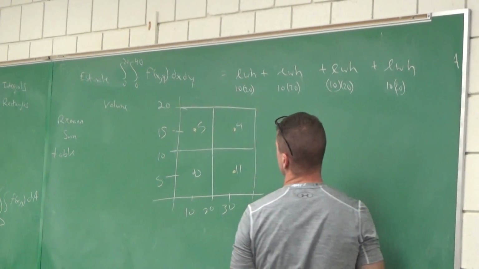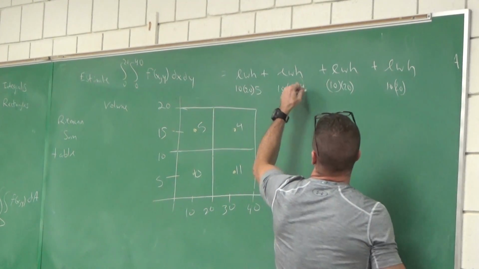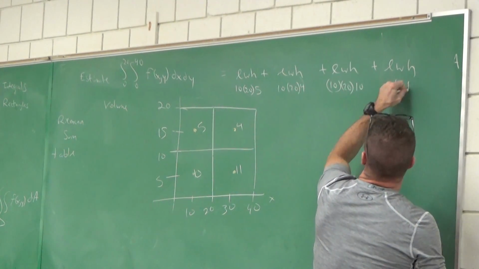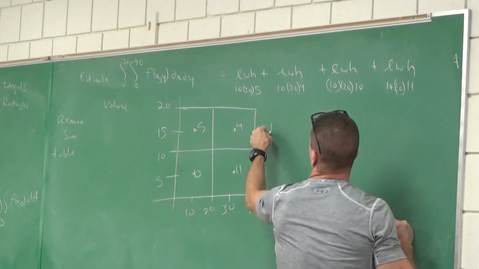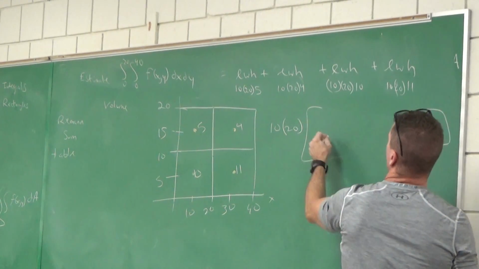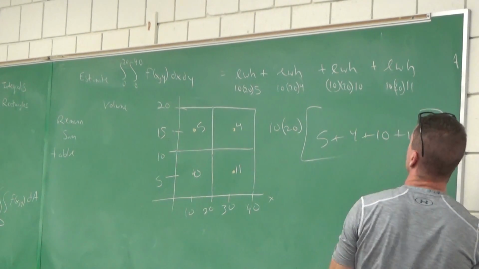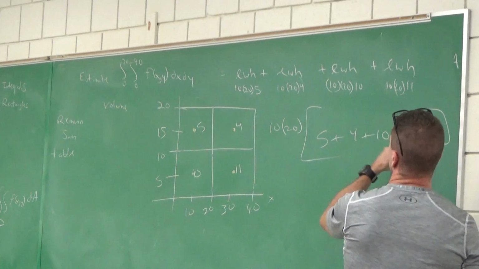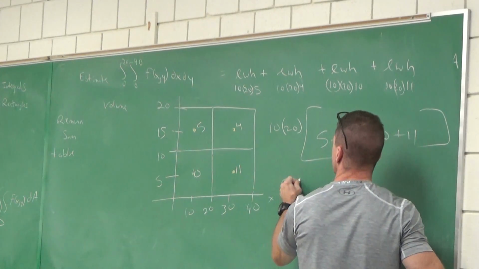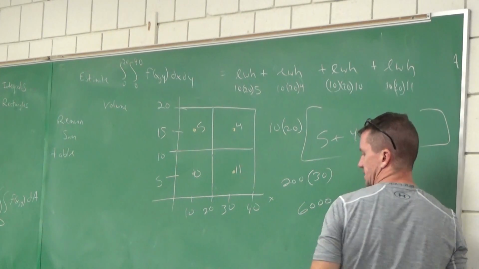We get 10, 11, 5, and 4. No particular order. I'm going to factor out that 10 times 20. All right, what's 5 plus 4 plus 10 plus 11? Is that 30? So what's 200 times 30? There you go. Now what were the units?